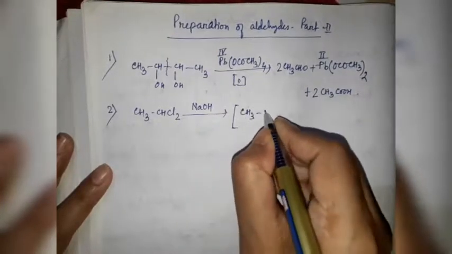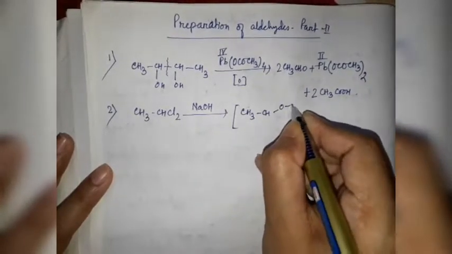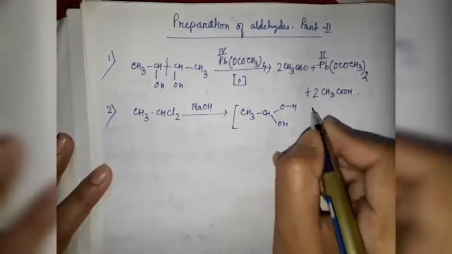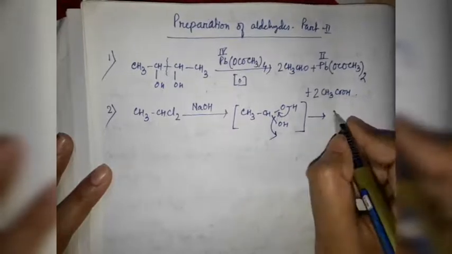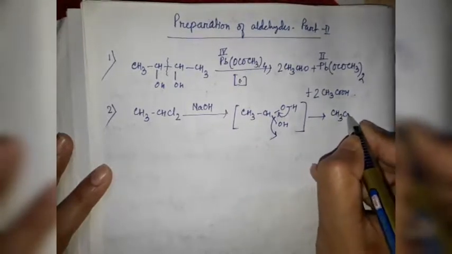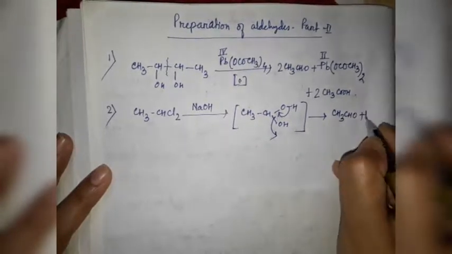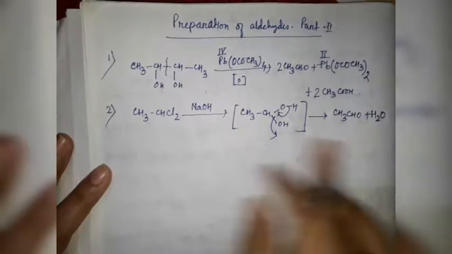So CH3CH(OH)OH. This is unstable and a water molecule will be liberated from here, and as a result we will get CH3CHO along with the formation of one molecule of water.